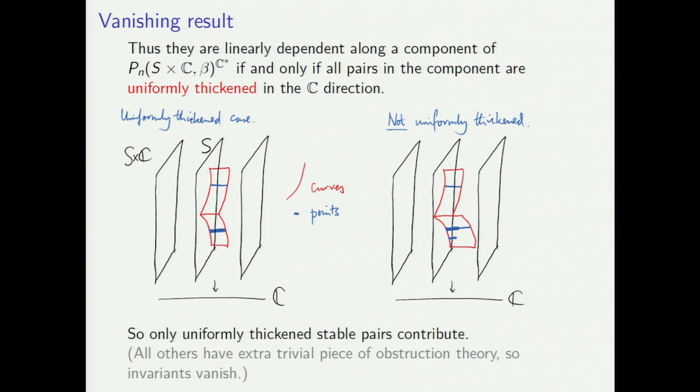And the vanishing result is the following. This vector field shows you the following. It shows that almost every component of these C star fixed stable pairs do not contribute. The only ones which contribute are the ones which are uniformly thickened, so the ones that look like this. So these are curves which have been thickened in the C direction, and with points on them which have been thickened in the C direction uniformly. So those can contribute. But these cannot, because the curves are not uniformly thickened. This one's been thickened less than this one, and these points have been thickened less than these, and so forth. Okay? So only these contribute.